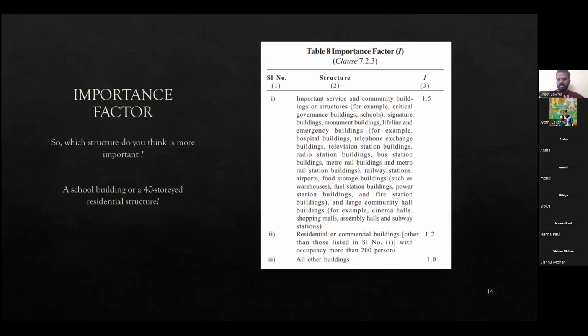When we think about it, a huge residential building with 40 stories and maybe 2,000 inhabitants seems to be more important than a small school building with 400 students. It's not actually the number that counts. If you have been following the news of what happened in Wayanad, you can see that it's always the schools, the public places, the government offices.